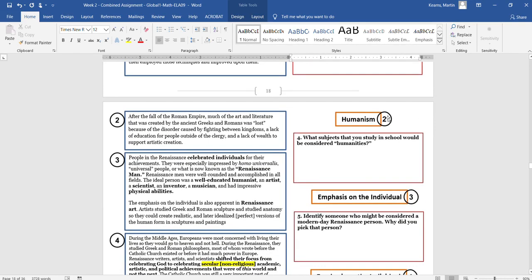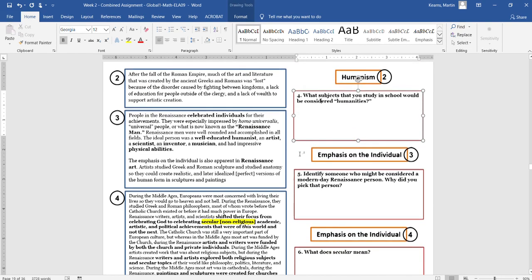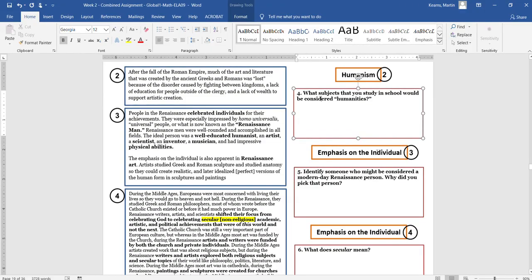Number 2 corresponds with this text, and it's about humanism. After the fall of the Roman Empire, much of the art and literature that was created by the ancient Greeks and Romans was lost because of the disorder caused by fighting between kingdoms, a lack of education for people outside of the clergy, and a lack of wealth to support artistic creation. So what subjects that you study in school would be considered humanities? All right?